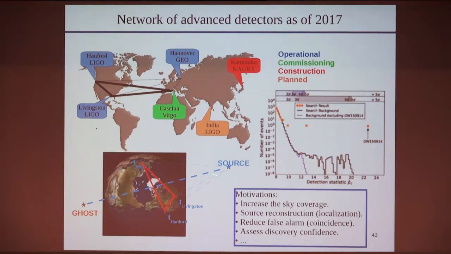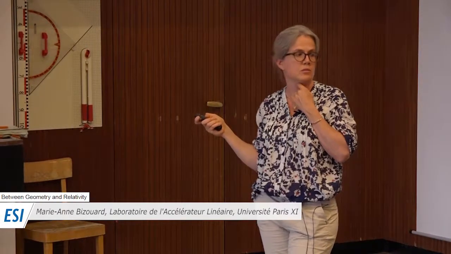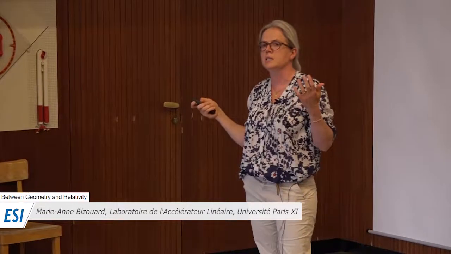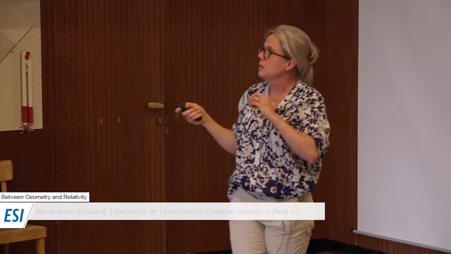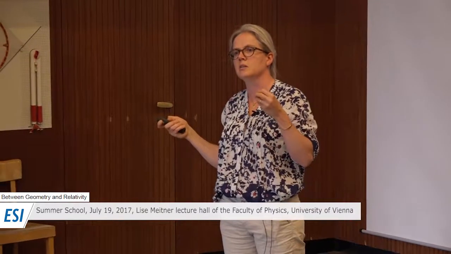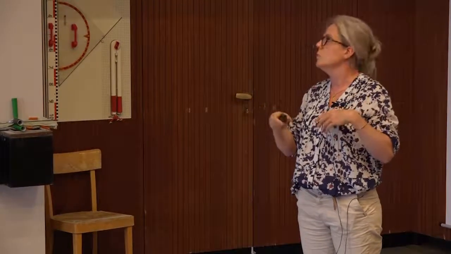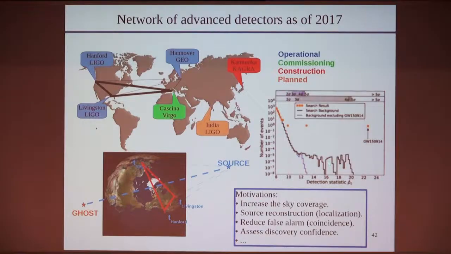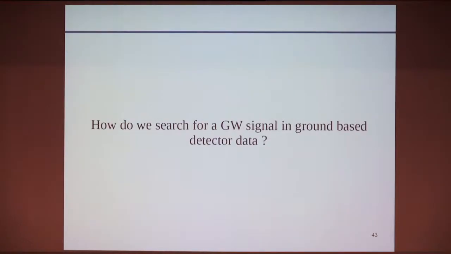Another important reason for having a network of detectors is to be able to get rid of false alarms, because those detectors are very noisy. I told you that they are very precise, but what we are measuring is noise. The noise of the detectors is not stationary and not Gaussian. So if you don't do coincidence or correlation between 2 detectors, you are not going to see a signal. You are going to see only background events.